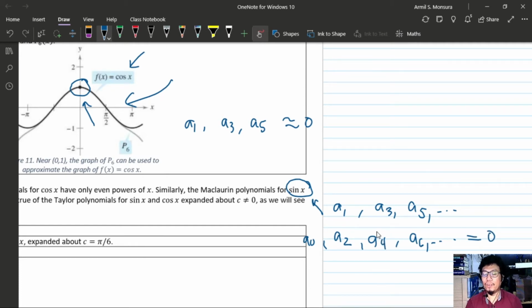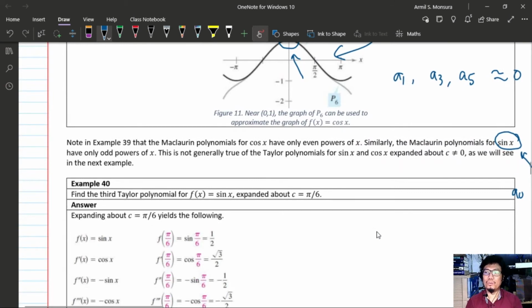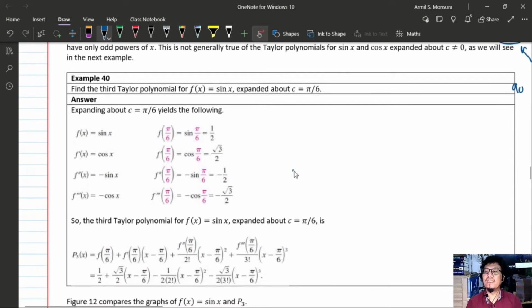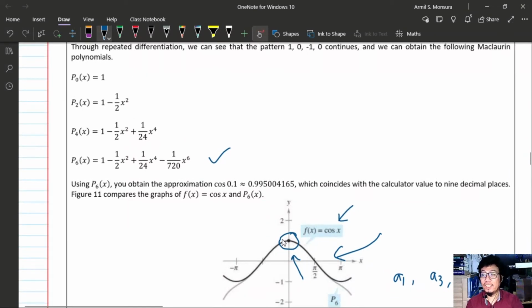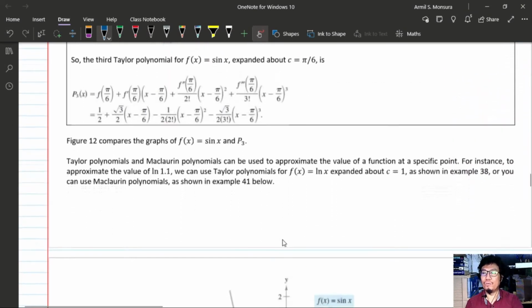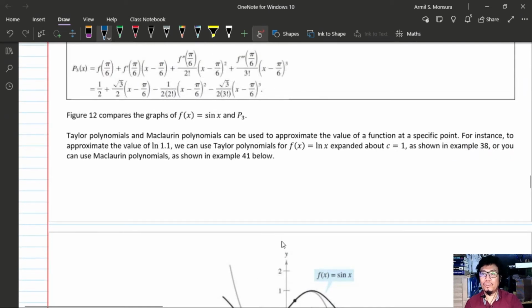So here's the thing about the cosine and the sine function. The Taylor polynomials for the sine function are composed of odd powers of x, while the Taylor polynomials for the cosine are composed of even powers of x. You'd be able to figure that out if you work on example 39 and example 40. So I would like you to verify those observations for cosine and sine from example 39 and example 40.